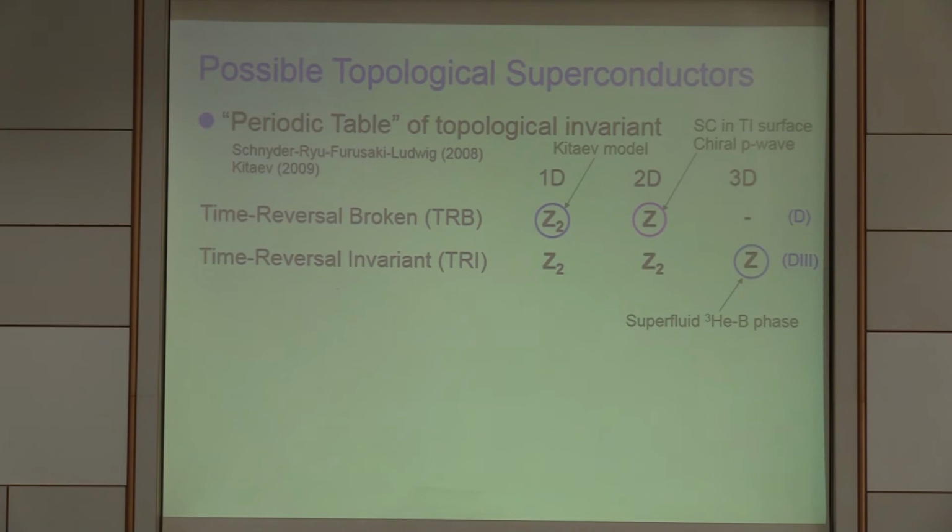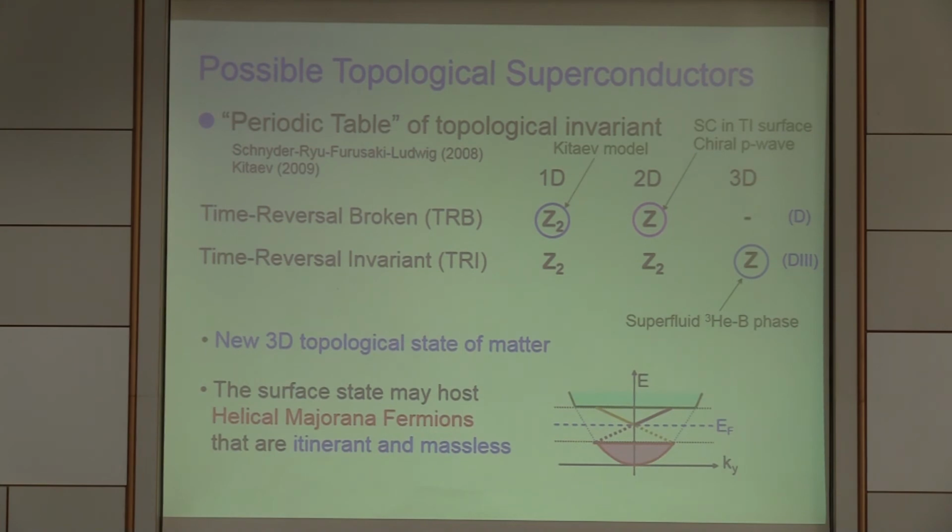And in this table, you can see that for the 3D system, even though a time reversal breaking 3D topological superconductor should not exist, a time reversal invariant topological superconductor can exist. And if such a superconductor is found, then it is associated with the helical Majorana fermions on the surface, which will be a new type of exotic quasi-particle and would be quite interesting.